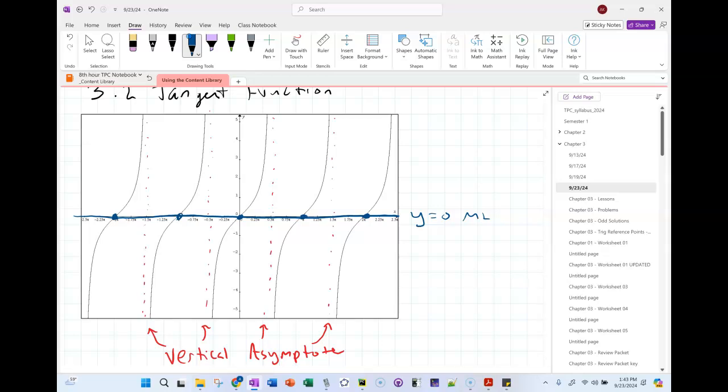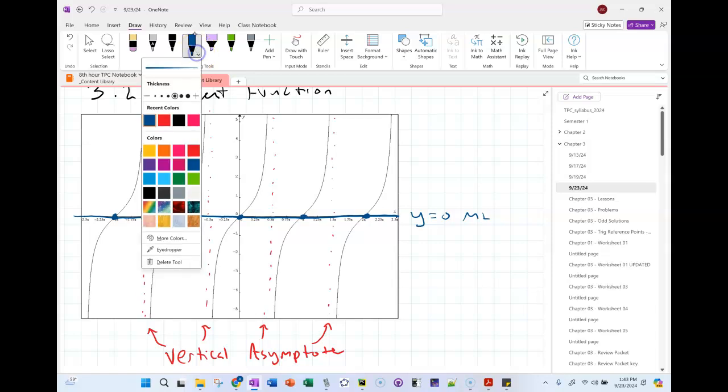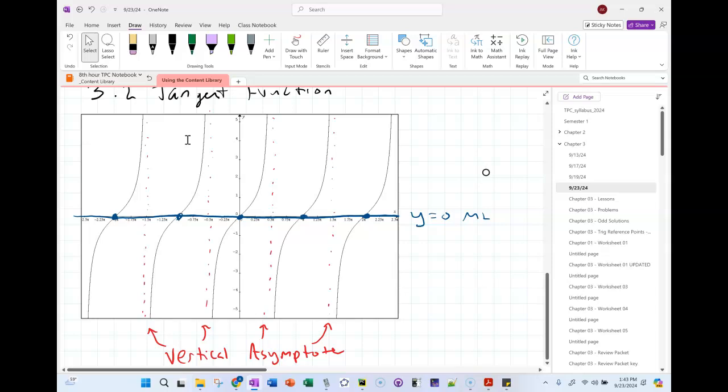Everybody feel okay there? Now, my next question for you guys is: is there an extreme on this graph? Is there a minimum or maximum? No. Why not?